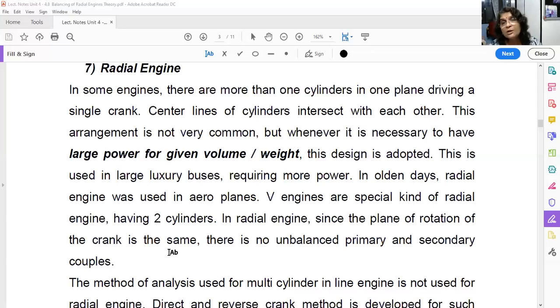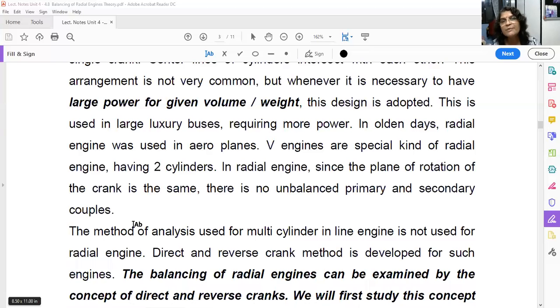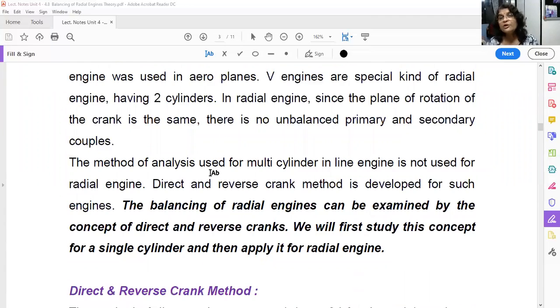So we need not study or examine couples in a radial engine. We examine only forces. We have to balance only forces, because if forces are balanced, couples will be automatically balanced, because all the cylinders are lying in a single plane. Now, the method of analysis used for multi-cylinder inline engines is not used for radial engines.